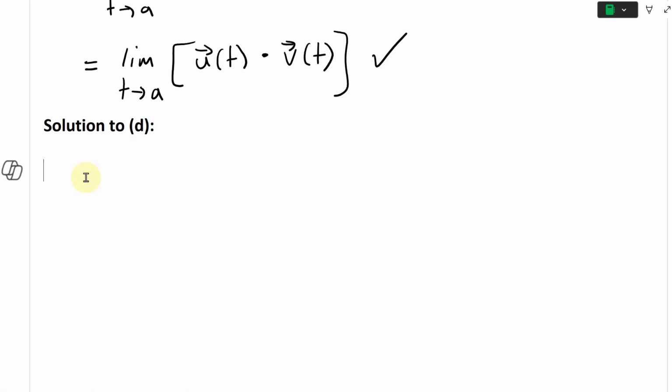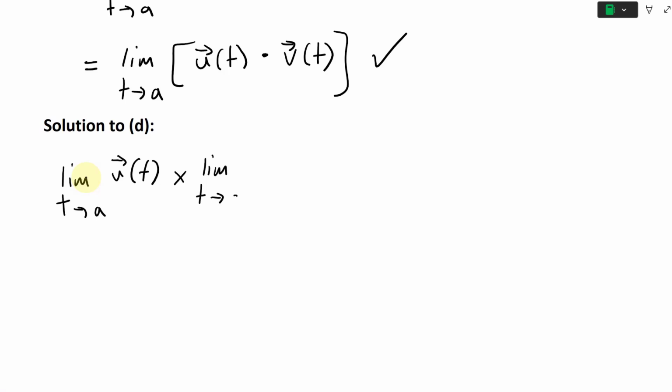Let's take a look at the solution to part D. We have the limit, so we're going to take it from the right side first. Basically write it like this: the limit as t approaches a of the vector function u of t, cross product with the limit as t approaches a of the vector function v. A good way to memorize the cross product is to draw it in the determinant form, or the matrix form.